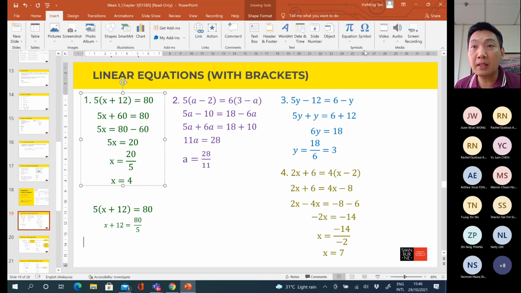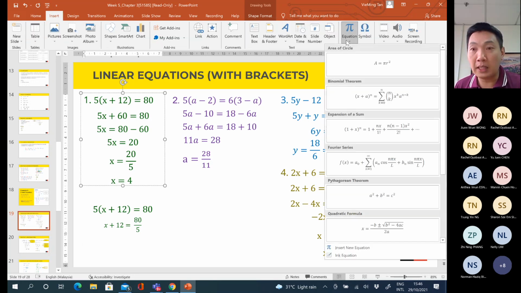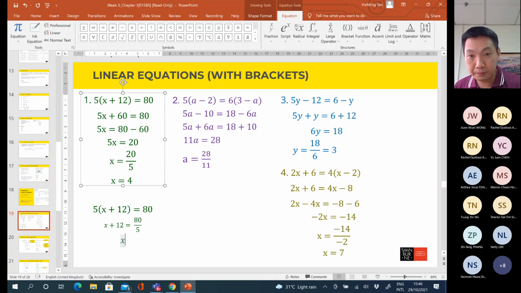So this is another method to get the x value. It's up to you which method you want to use. This one you'll get 116. So the next step is to move plus 12 to the right hand side, and it becomes minus 12.